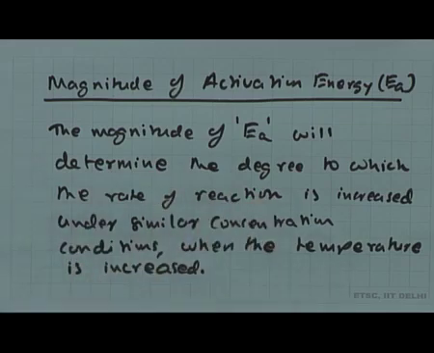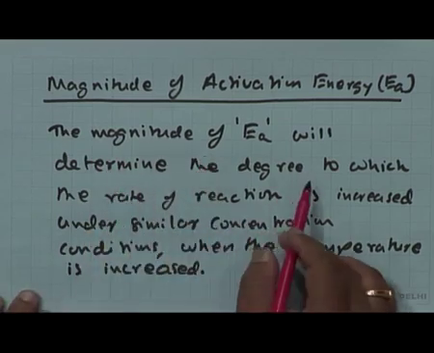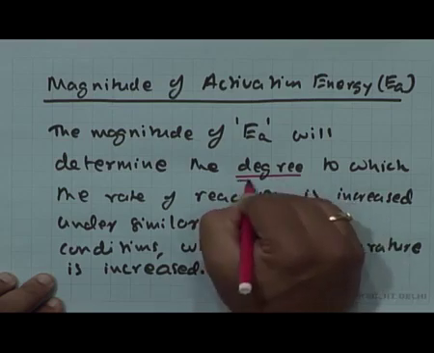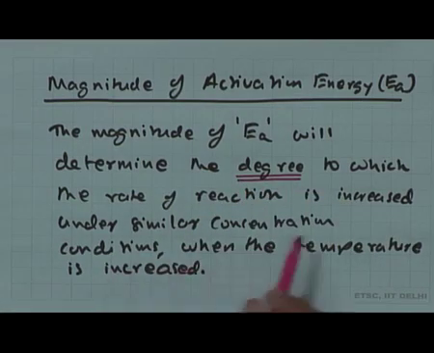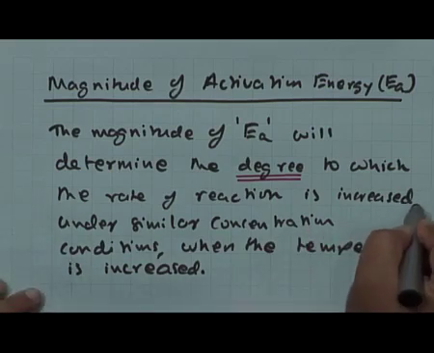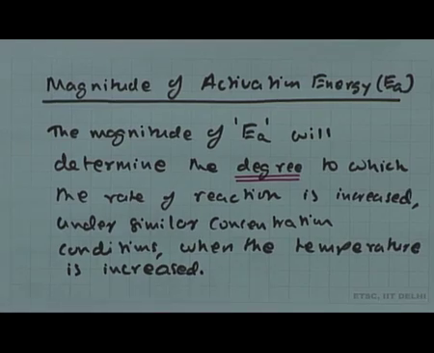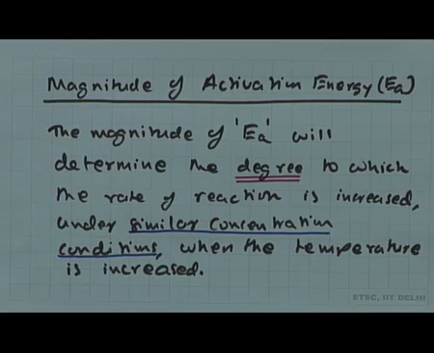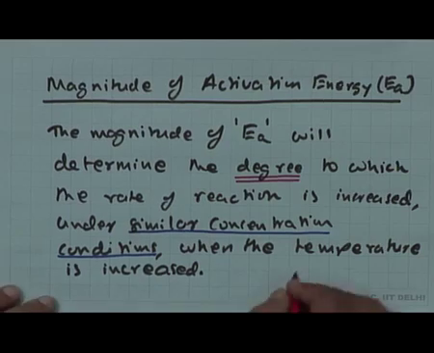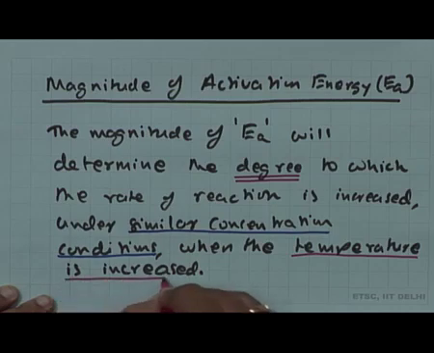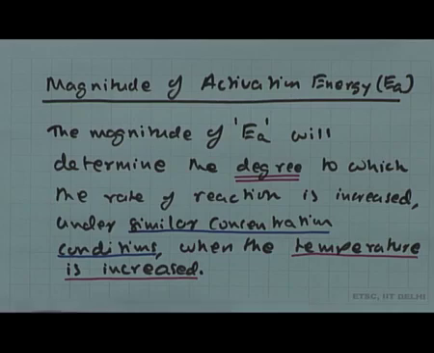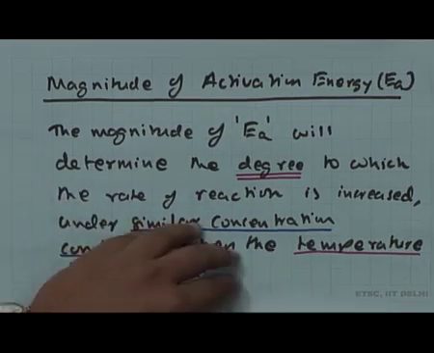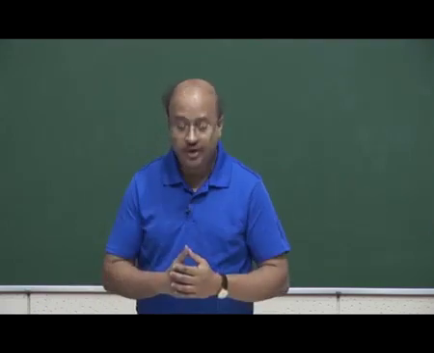So again let us go through this. So what does the magnitude of EA tell you? So the magnitude of EA will determine the degree to which the rate of reaction is increased, if I put a comma out here, under similar concentration conditions. So this is extremely important, under similar concentration conditions, that means you are not changing the concentrations, right, you cannot change everything because rates also depend upon concentrations, right. So then they determine the degree to which the rate of reaction is increased under similar concentration conditions when the temperature is increased. So this is what the magnitude of EA tries to deliver to you, the message it tries to deliver, okay. So can we look at some mathematical interpretation of the same.